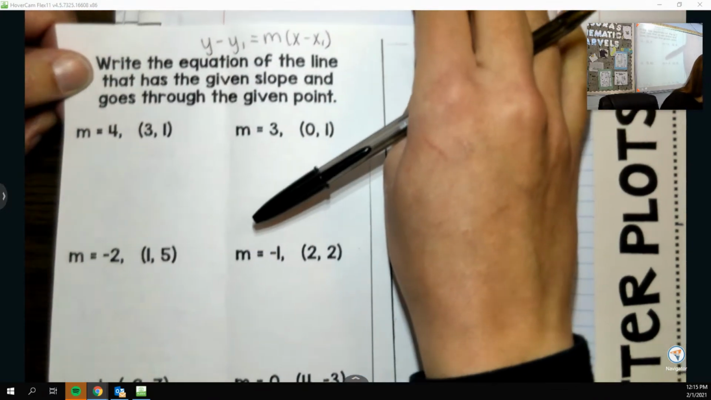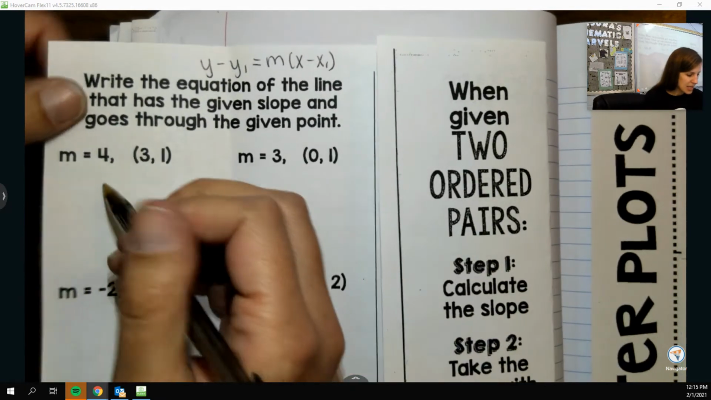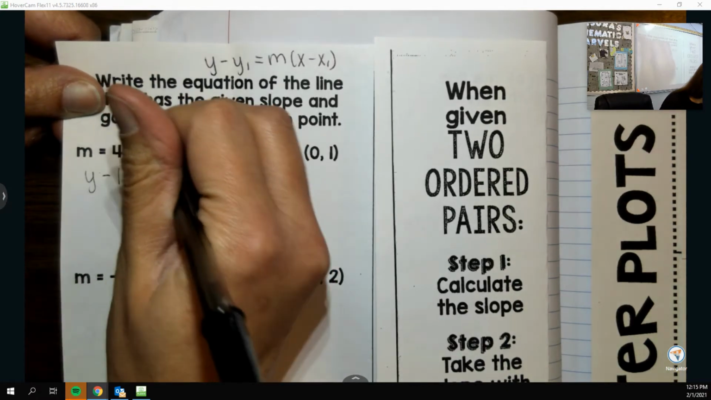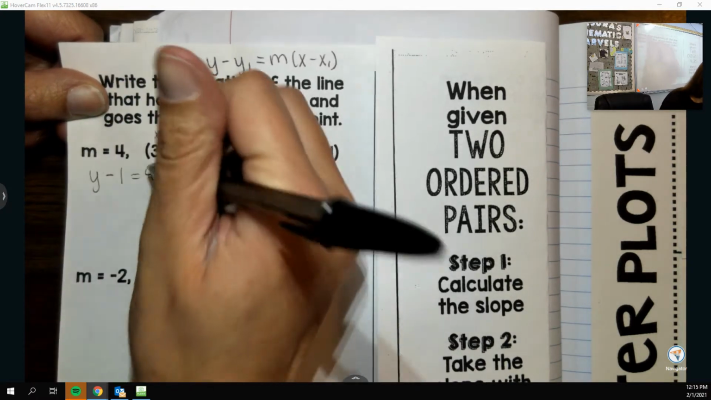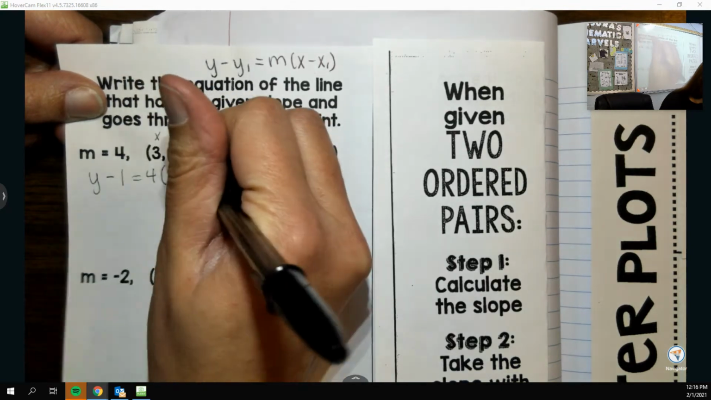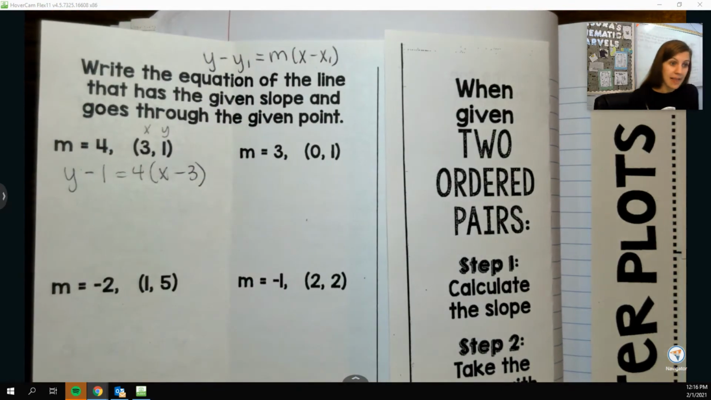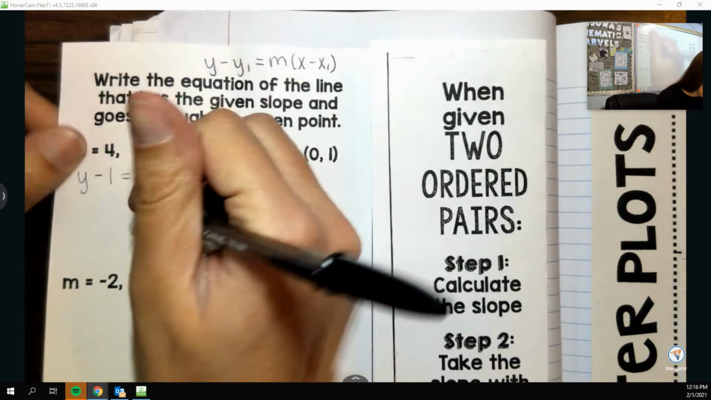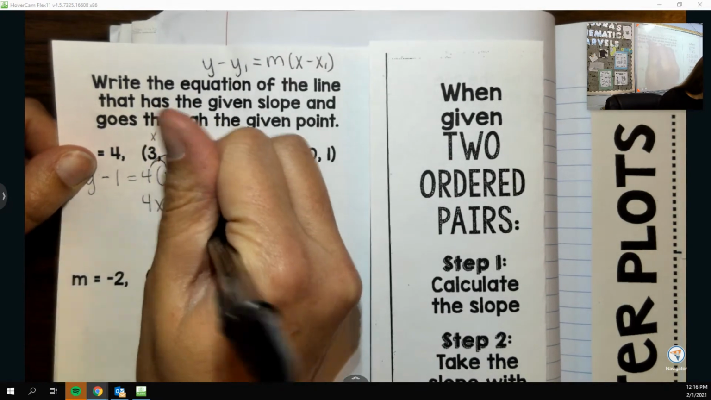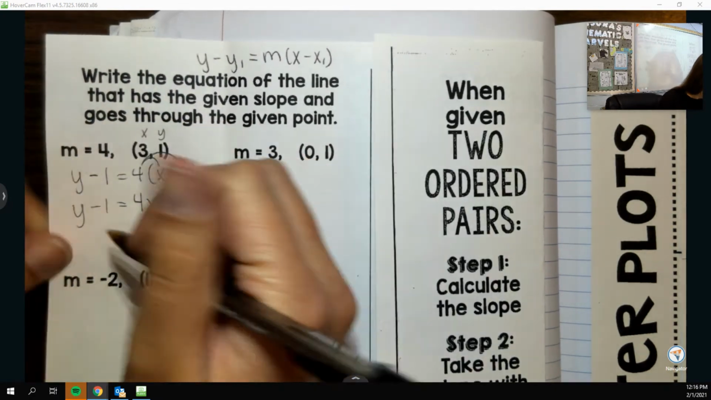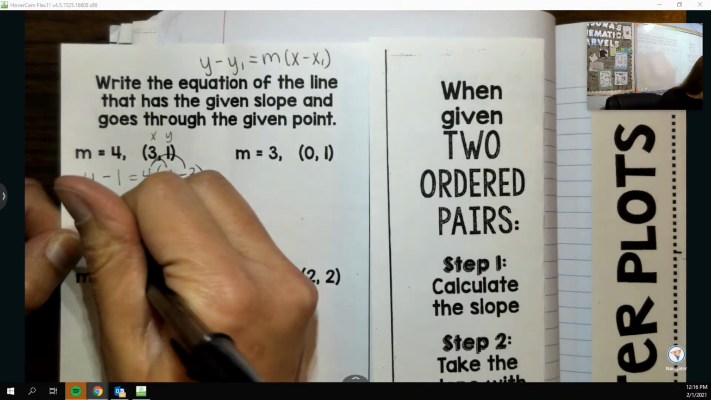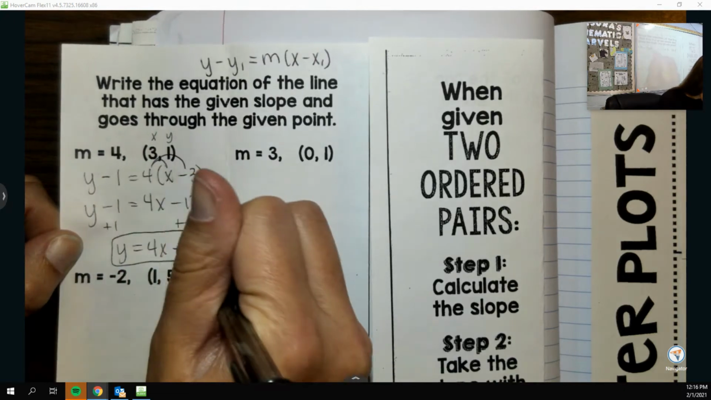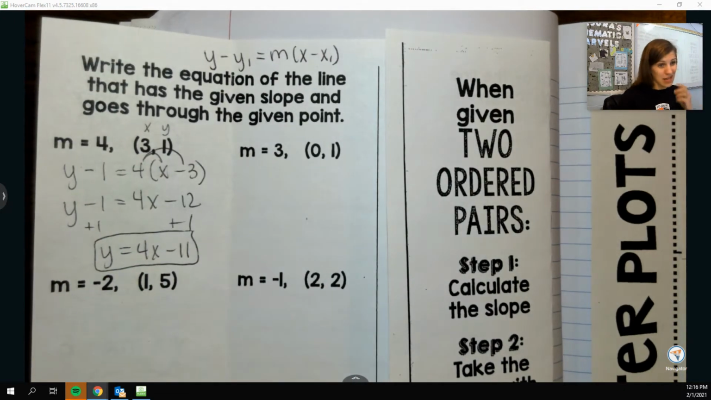So for example, on this first one here, I would do y minus 1, because this is x this way, equals 4 parenthesis x minus 3. And then to get it into y equals mx plus b, we just do two things. We distribute. So 4x minus 12. And then we get y alone by adding 1. I think that that is so quick and easy. But there is another way to do it, which I will show you, because some people like the other way too.